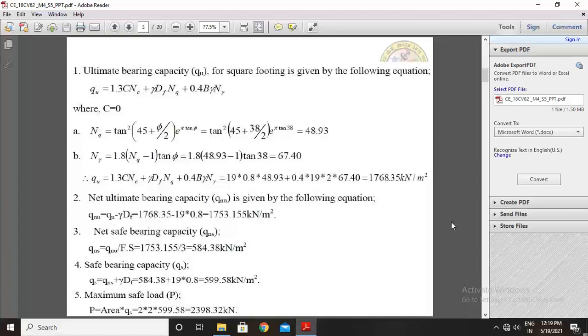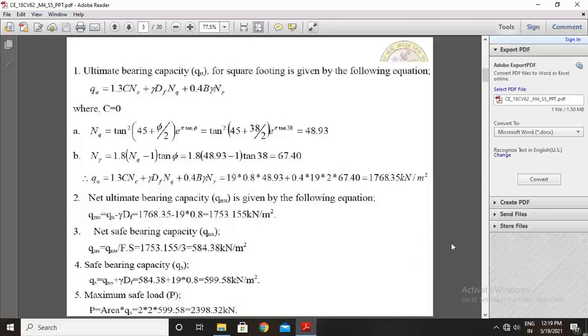Then step number 2, the net ultimate bearing capacity, that is qnu, is given by the following equation: qnu equal to qu minus gamma into Df. Now substitute the values in this equation. Here qu is 1768.35 minus gamma is 19 into Df is 0.8. We are getting 1753.155 kilonewton per meter square. This is the net ultimate bearing capacity.